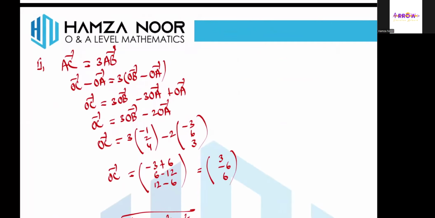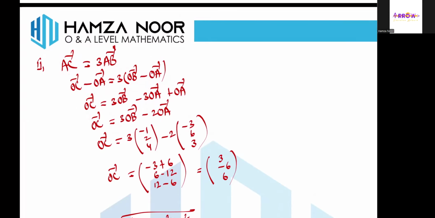So first of all, we have AC is equal to 3 times AB. First of all, we are going to find the OC vector, and for that purpose, we are going to use the vector subtraction law. As per the vector subtraction law, we can say that AC is equal to OC minus OA, and in place of AB, we will have OB minus OA. You have been studying this vector subtraction law since O-level and IGCSE mathematics. So we are going to use this equation in order to make OC the subject over here.